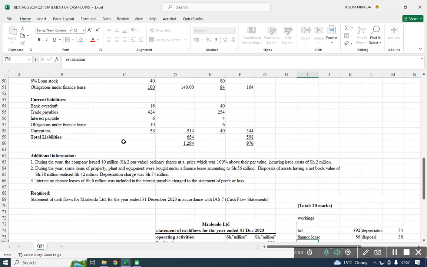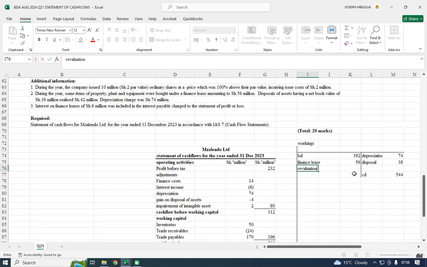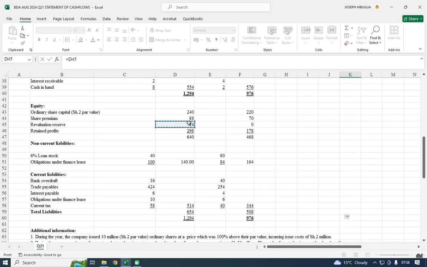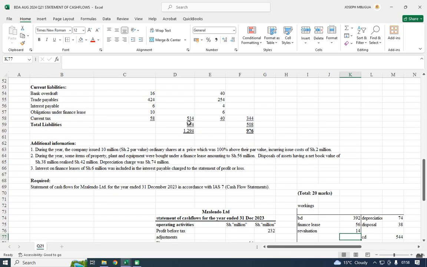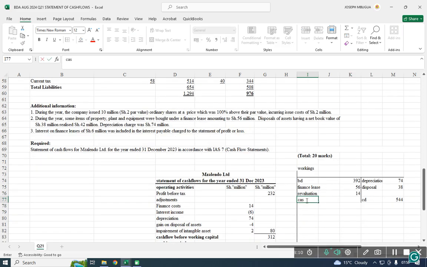We had some revaluation. When we look at the revaluation reserve, at the beginning it was 0, at the end we had 14. It means we revalued upward by 14. So cash, what we acquired, will be our balancing figure.